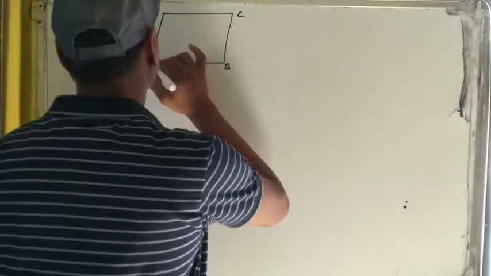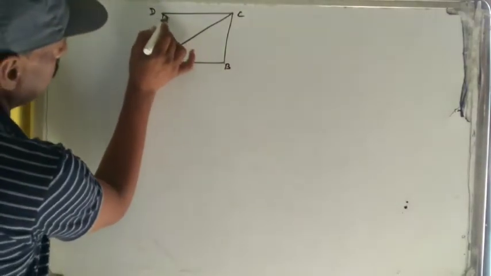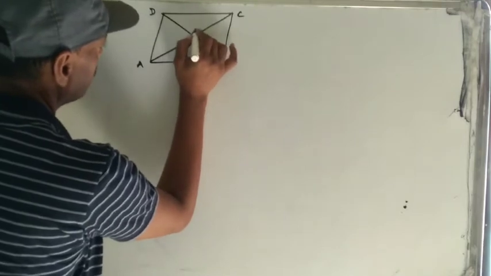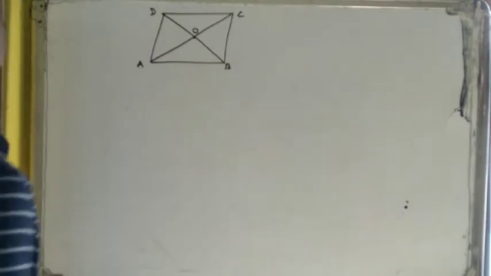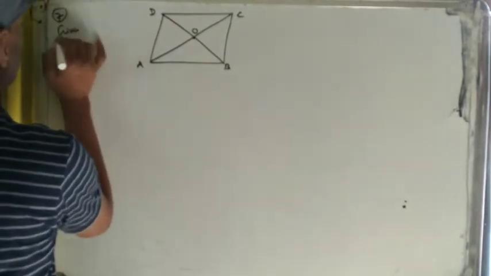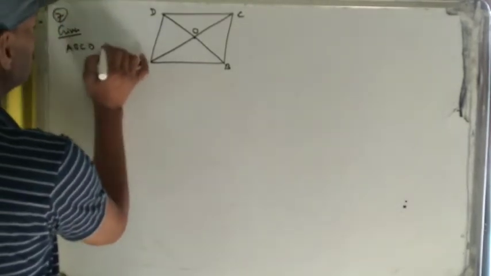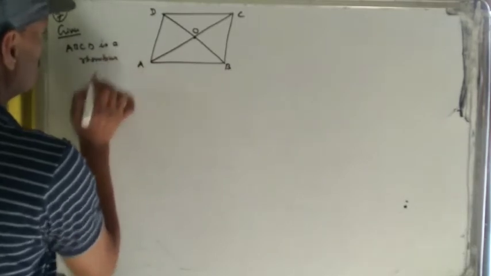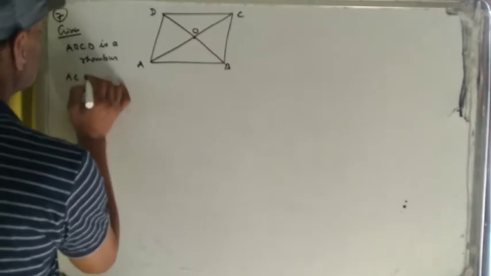So just draw the diagonals first. This is the diagonal AC and this one is diagonal BD. Let us take the intersection point as O. So in question number 7, it is given that ABCD is a rhombus, and AC and BD are the diagonals.